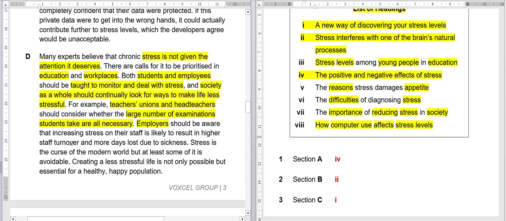And employers should acknowledge this particular thing, that if they put more stress on their staff, it will likely result in higher staff turnover. Let me mark this. And more days lost due to sickness. Stress is the curse of the modern world, but at least some of it is avoidable. Creating a less stressful life is not only possible but essential for a healthy, happy population. So they're saying that it is not only possible but it is essential for our healthy and happy population. Okay, now you will have 10 seconds. Tell me the answer to D paragraph, and your time starts now.